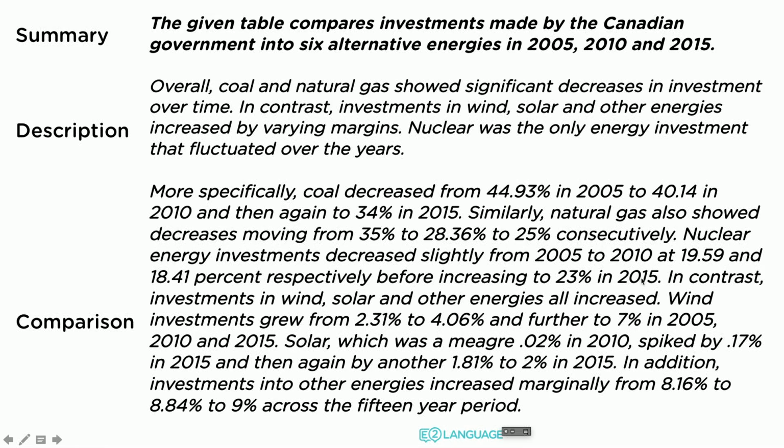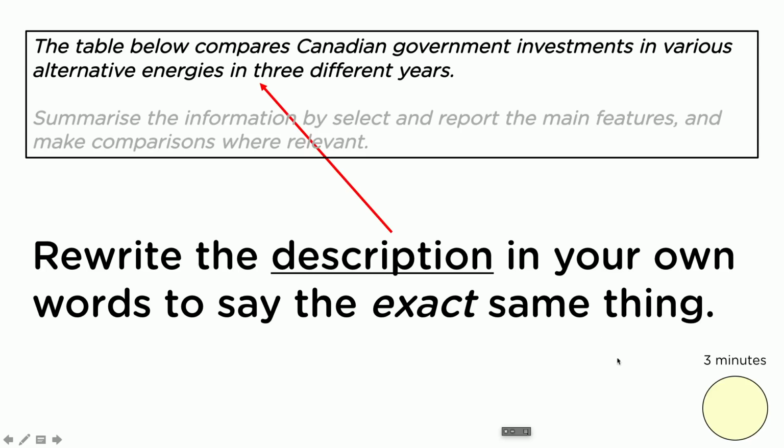So let me read you mine. Mine says, the given table compares investments made by the Canadian government into 6 alternative energies in 2005, 2010, and 2015. So I've said the exact same thing in different words. I'll give you 3 minutes to write yours. Your time starts now.